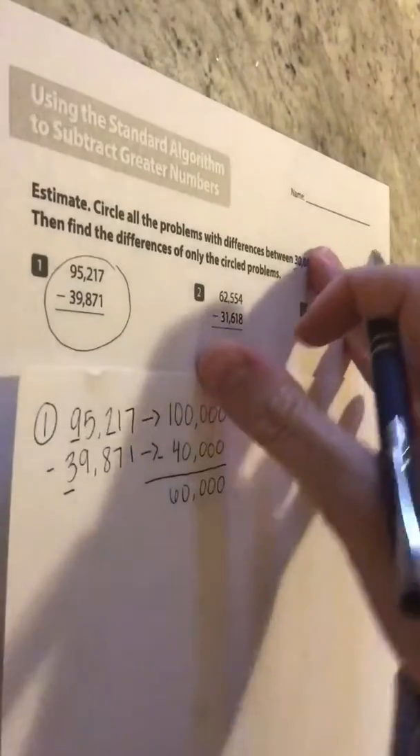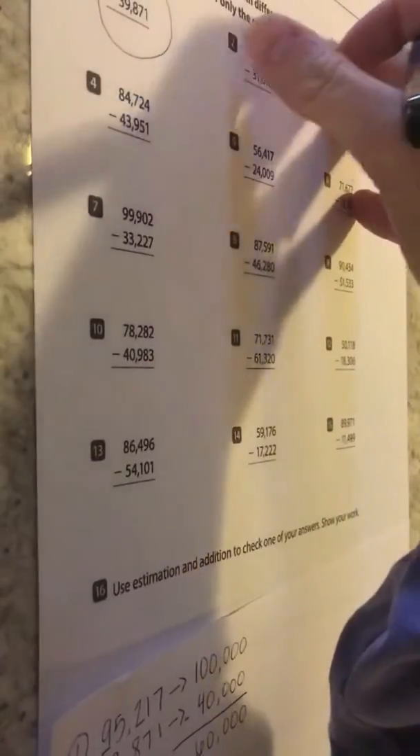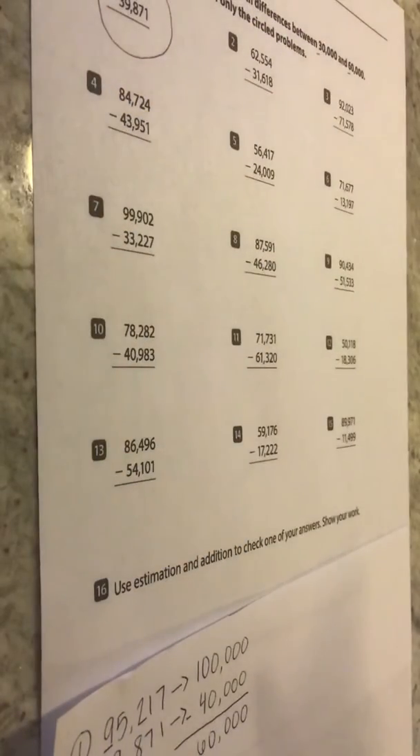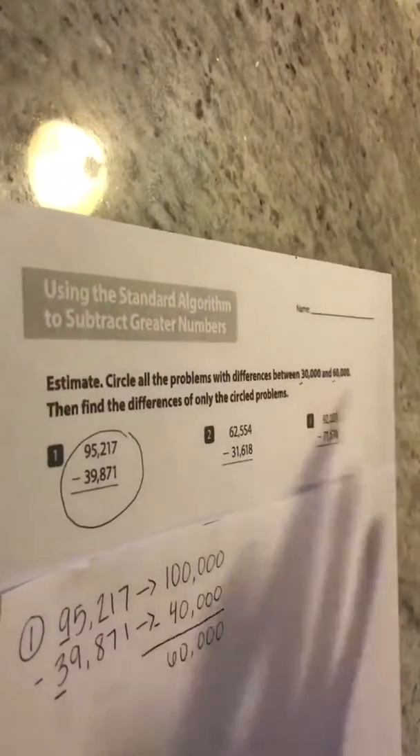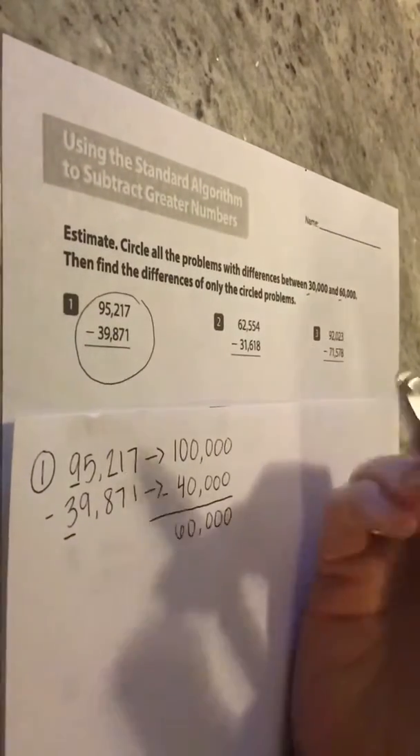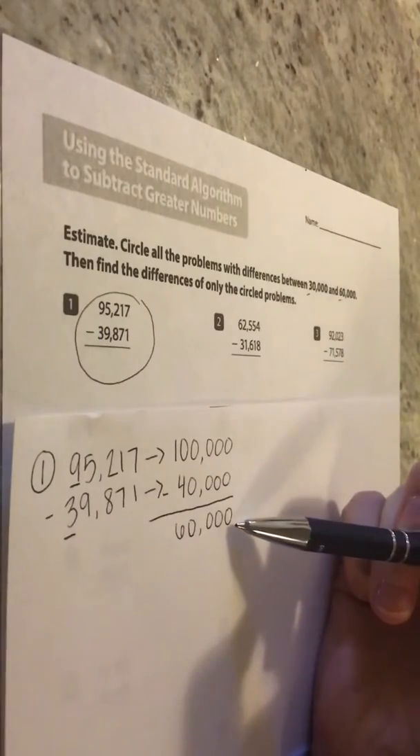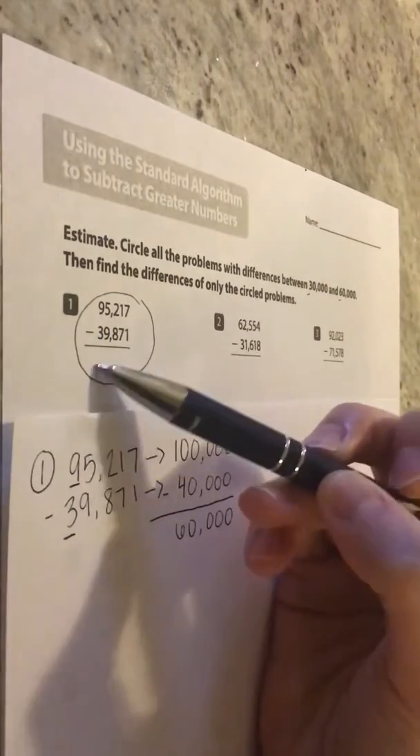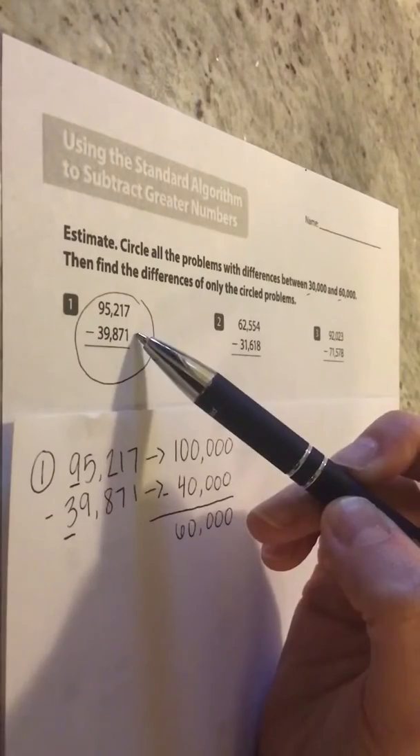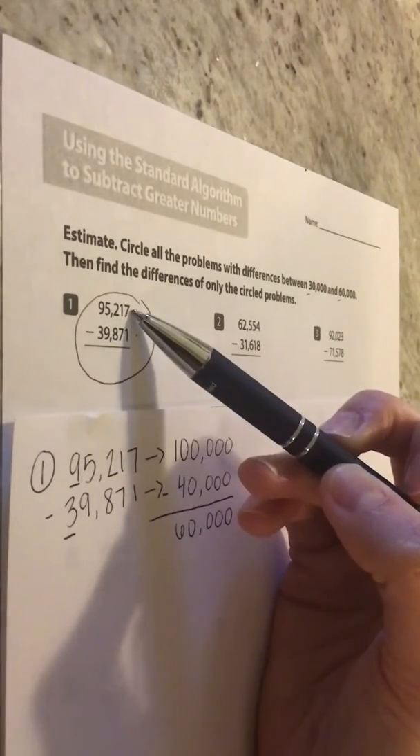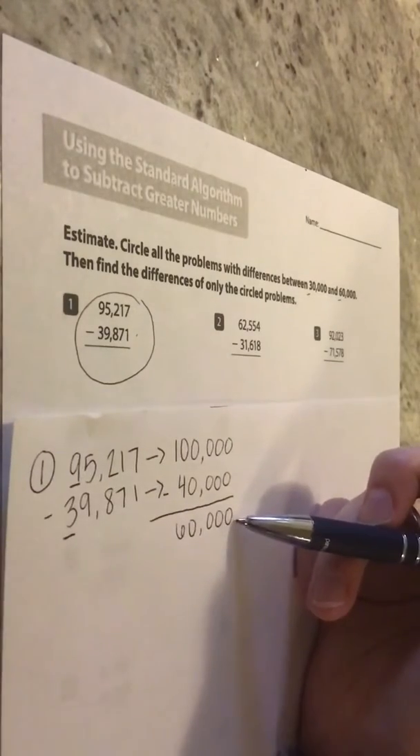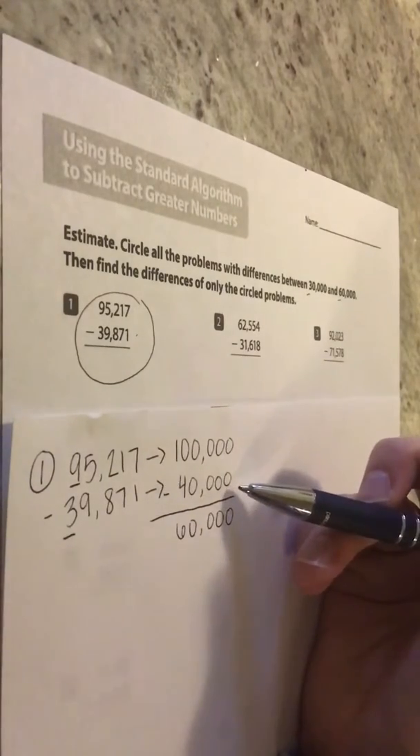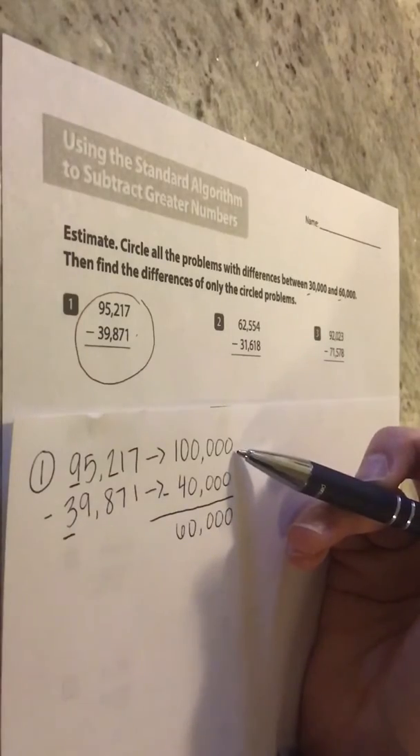Okay? Now, I'm going to look at number 16. It says, use estimation in addition to check one of your answers. I'm going to show you how you can do that with number 1. All right, so to check my answer when I subtract, you know that what you get down here, or what I get right here, I should be able to add to this to get the number that I start with. Okay, so all I'm doing is seeing if 60,000, the answer I got, plus 40,000, does it equal 100,000?